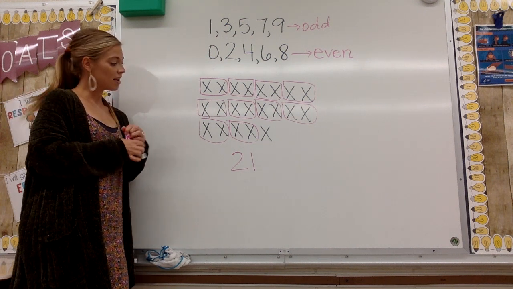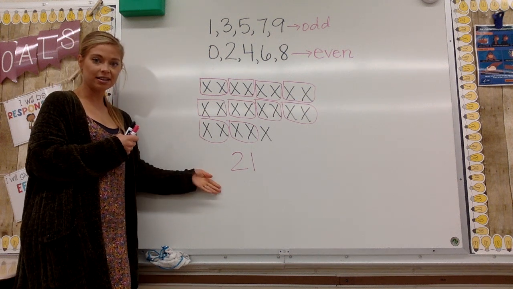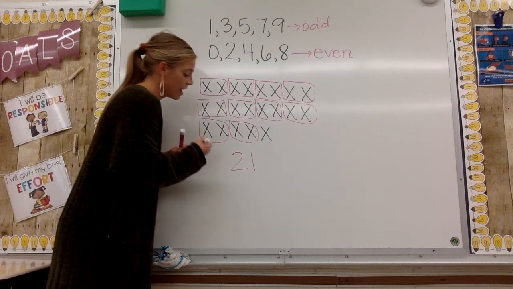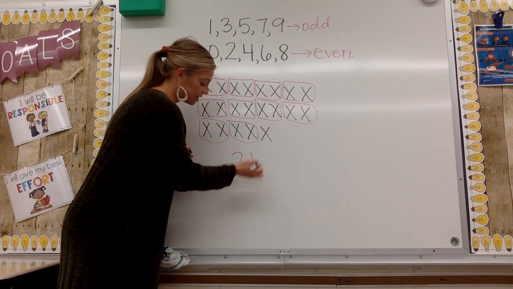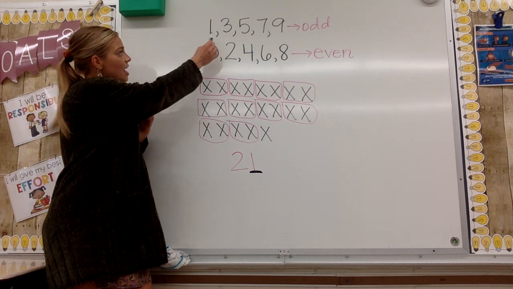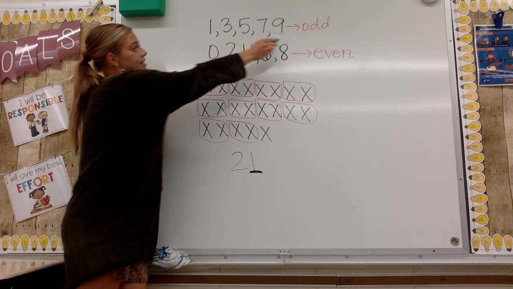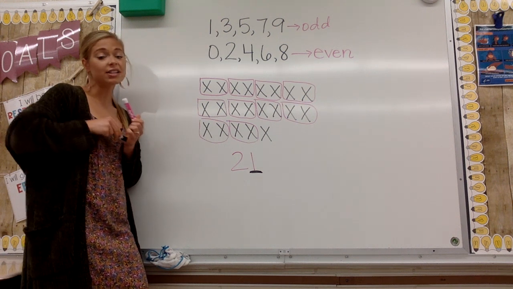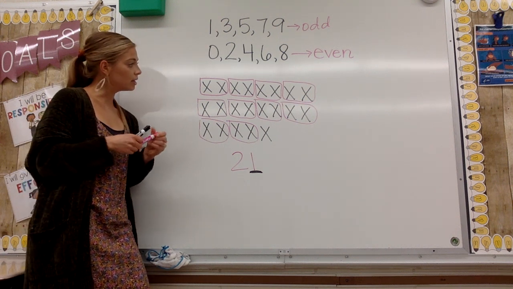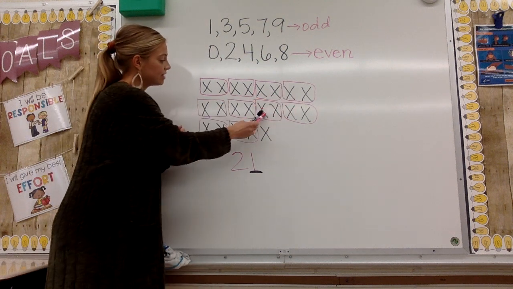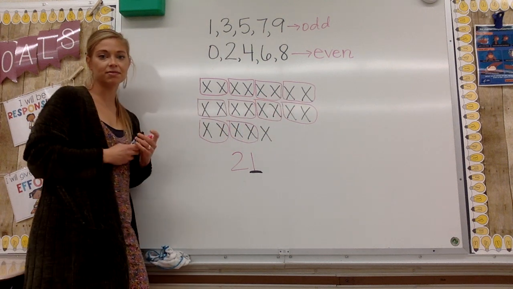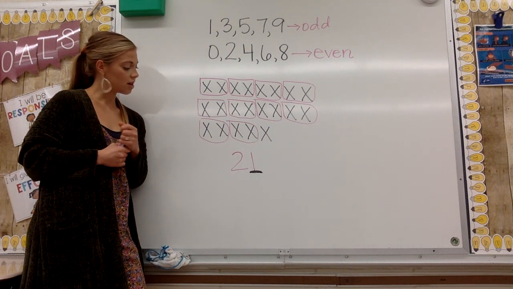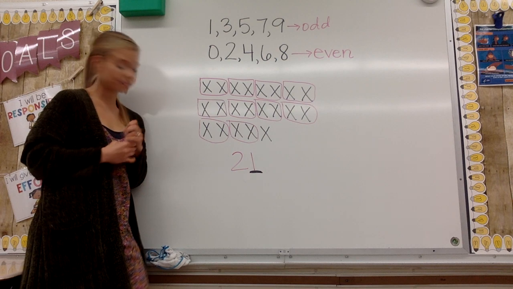What does that mean? It means that 21 is an odd number because 21 has a 1 in the ones place. And we said up here that any number that ends in 1 is odd. So that is why 21 is odd, and it cannot be grouped up evenly into groups of 2. We can only get 1, 2, 3, 4, 5, 6, 7, 8, 9, 10 groups of 2, and then 1 left over. So 21 is an odd number.